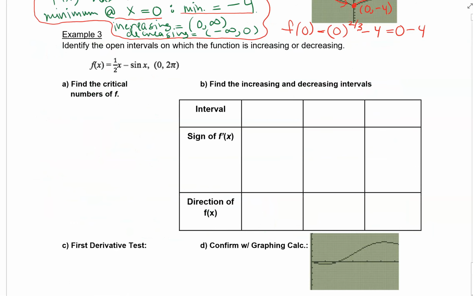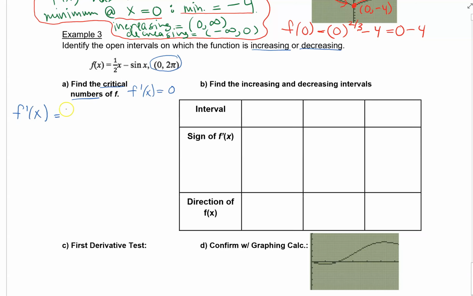For our last example, we're going to look at this function 1/2 x minus sine x. We're going to locate where it's increasing or decreasing, and then also locate its max and mins over this open interval from 0 to 2 pi. So first we find the critical numbers. That'll be where f prime of x is 0. So first I'm going to find f prime of x.